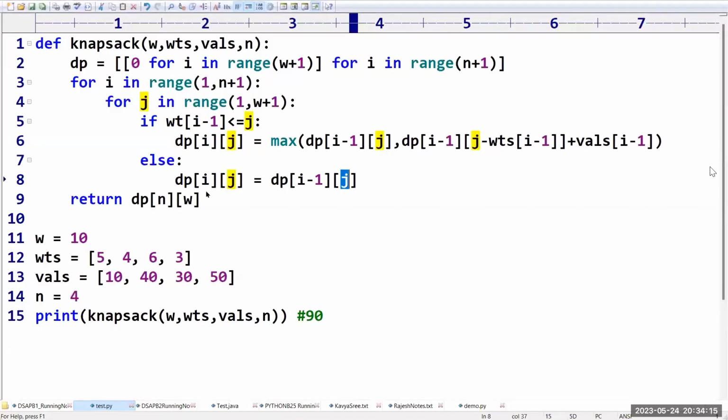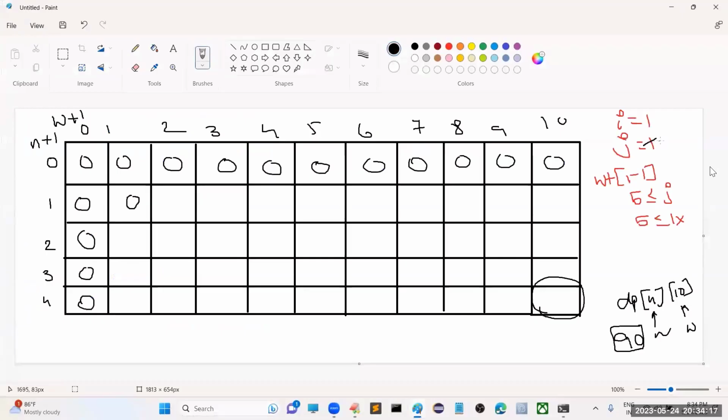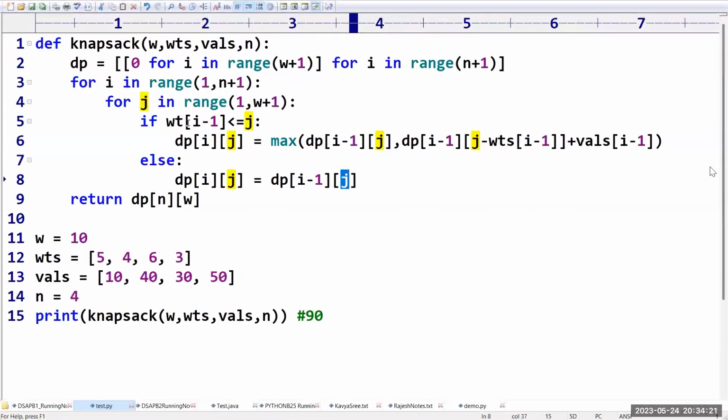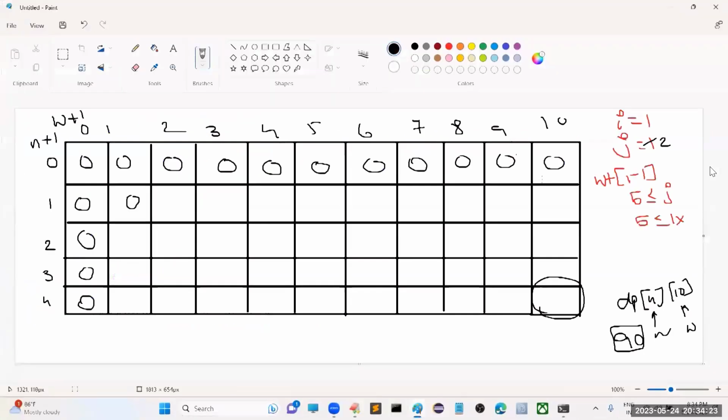Okay. After this, what will happen? Your j value is incremented by 1 unit. Your j will become 2. Then what is the formula? i minus 1. Already we have calculated 1 minus 1. That value is nothing but 5. Is 5 less than or equal to 2? Condition is not satisfied. You know very well it is going to fill 0. Is 5 less than or equal to 3? Condition is not satisfied. It is going to fill with 0. Is 5 less than or equal to 4? Condition is not satisfied. It will fill with 0.